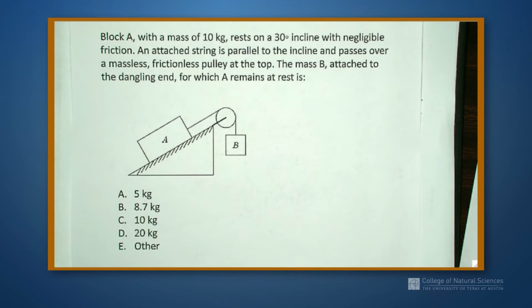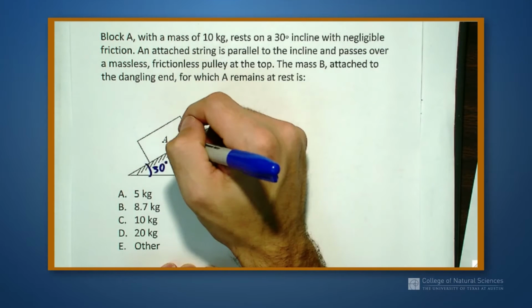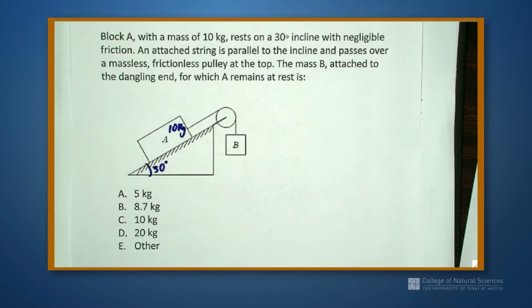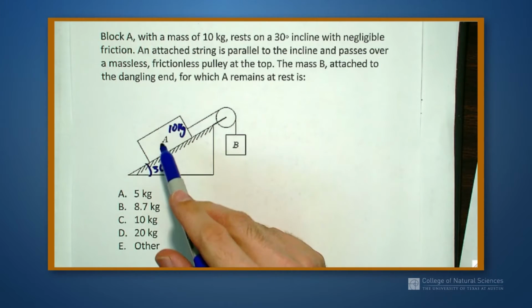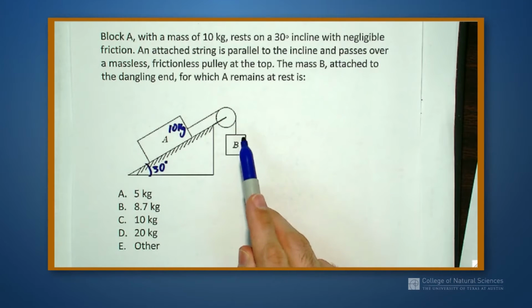All right, this is a little bit of a tricky problem, but nothing that we can't handle. We just got to be very careful when we go through this. So the question says that we have a block A with mass of 10 kilograms that rests on a 30-degree incline. I'm going to label that right now, and this has a mass of 10 kilograms. No friction, which is really nice, and it's attached to a string, runs parallel over the incline, and then passes over a massless, frictionless pulley at top.